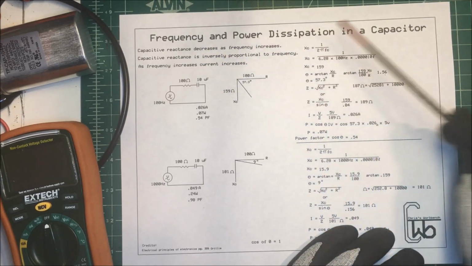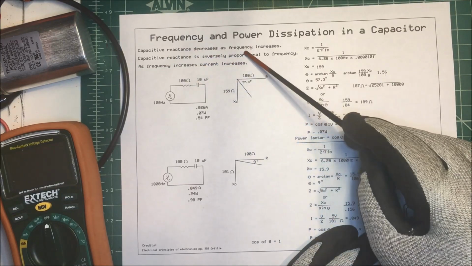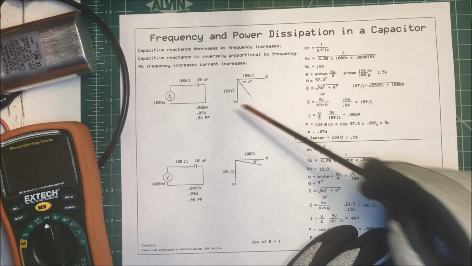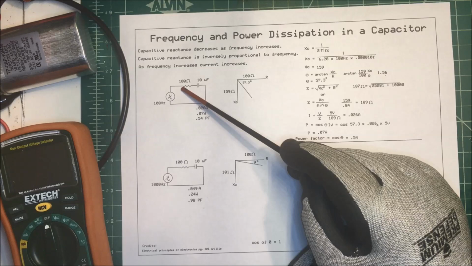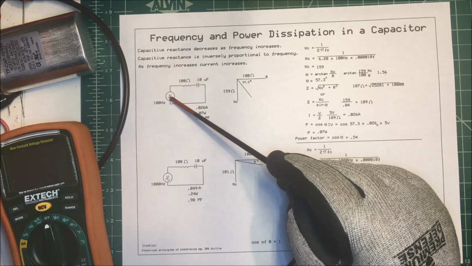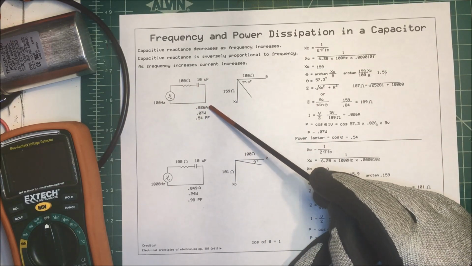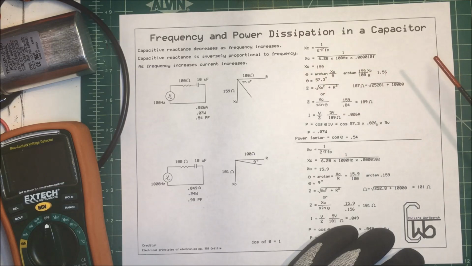Let's talk about frequency and power dissipation in a capacitor. Now the capacitive reactance decreases as the frequency increases. I've got a little circuit here. I've got a 100 ohm resistor in series with a 10 microfarad capacitor, and I'm feeding that with 5 volts at 100 hertz. So we want to determine the amperage, the wattage, and the power factor.